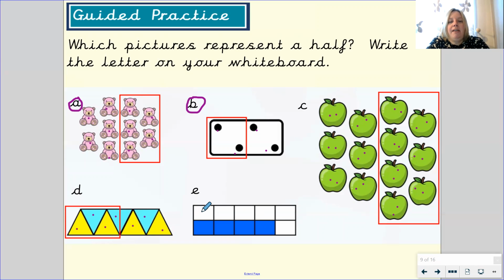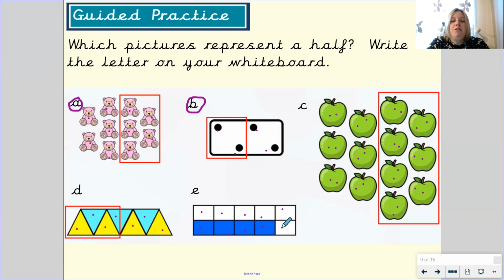Let's look at E and count how many there are all together. 1, 2, 3, 4, 5, 6, 7, 8, 9, 10. So altogether, it is divided into 10 parts.